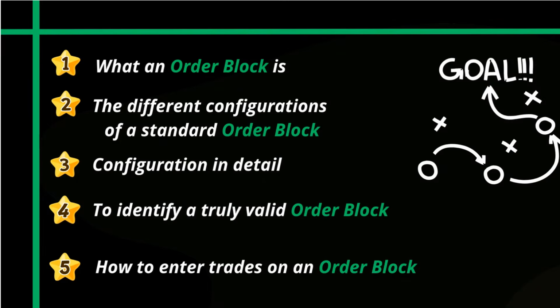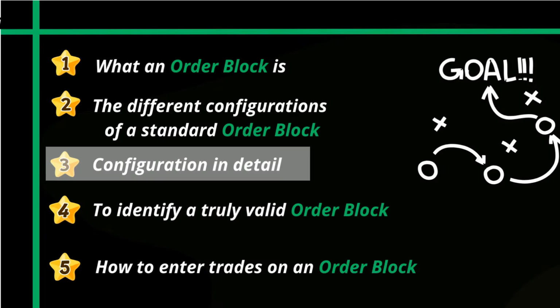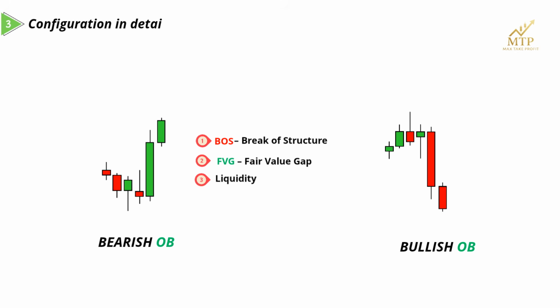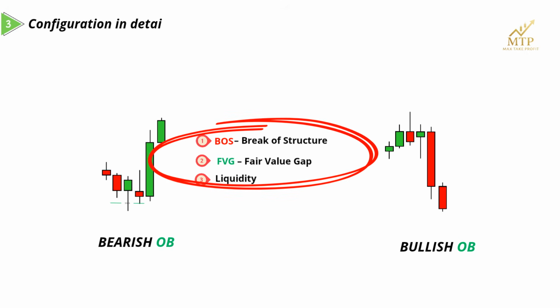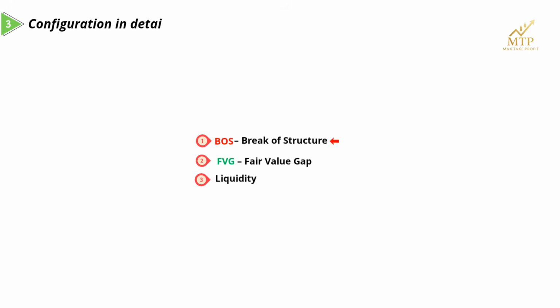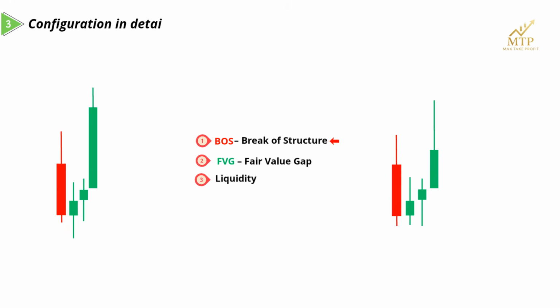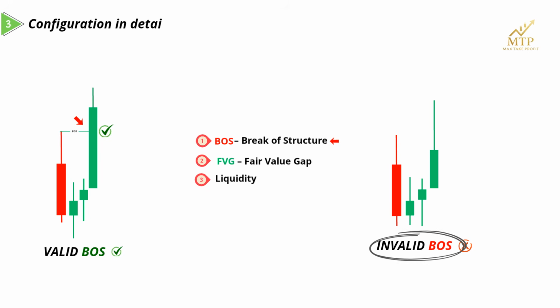Talking about the configurations without going into detail won't be very useful because many traders still can't properly identify a real BOS, FVG, or liquidity. That's why we're going to take a short detour to explain these 3 configurations in a simple and practical way. 1. BOS, break of structure. A BOS happens when price breaks a previous high or low with the candle body. Valid example, price breaks with the body of the candle, confirming the BOS. Invalid example, if the break is only with the wick, it's not a real BOS.